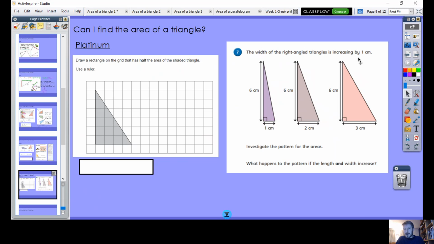And then the width of the right angle triangles is increasing by 1 centimeter. Investigate the pattern for the areas. What happens to the pattern if the length and the width increase? So I'll be interested to see some of your answers, and we can maybe talk about that on the Zoom at the end of the day for your answers for this one. So be interested to see what you come up with. So pause the video and have a go at these ones.